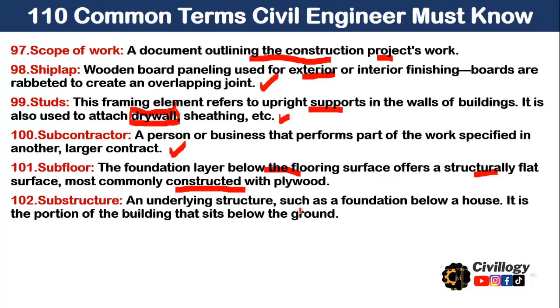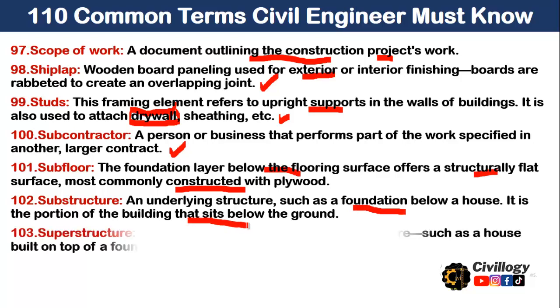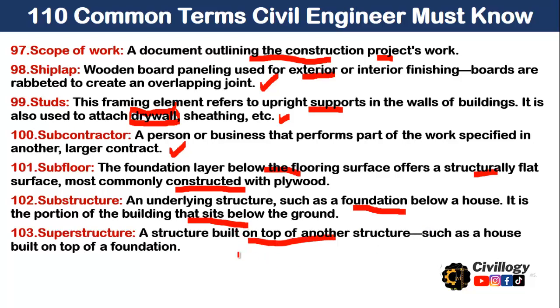Substructure. An underlying structure such as the foundation below a house. It is the portion of the building that sits below the ground. It is called the substructure. And another thing is superstructure. A superstructure is a structure built on top of another structure, such as a house built on top of a foundation. So basically, substructure is the part of a building which is below ground level, and the part of the building which is above ground level is called the superstructure, in simple words.